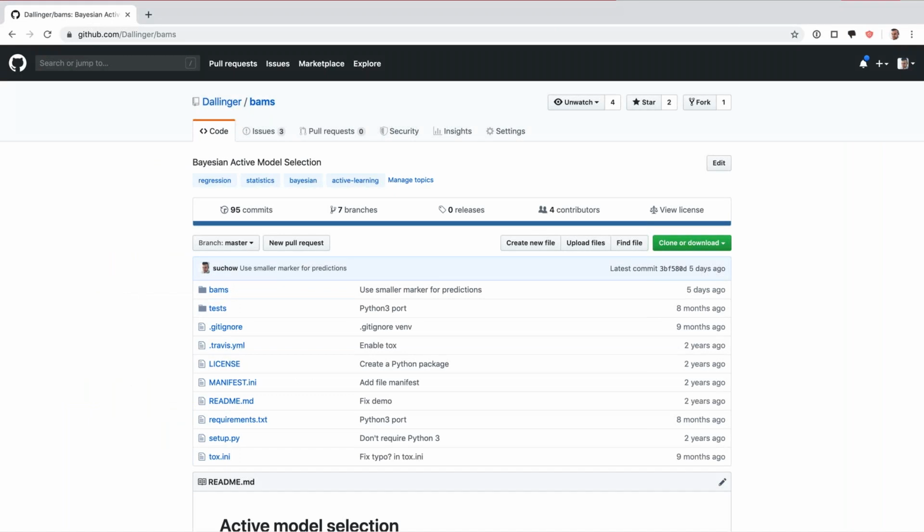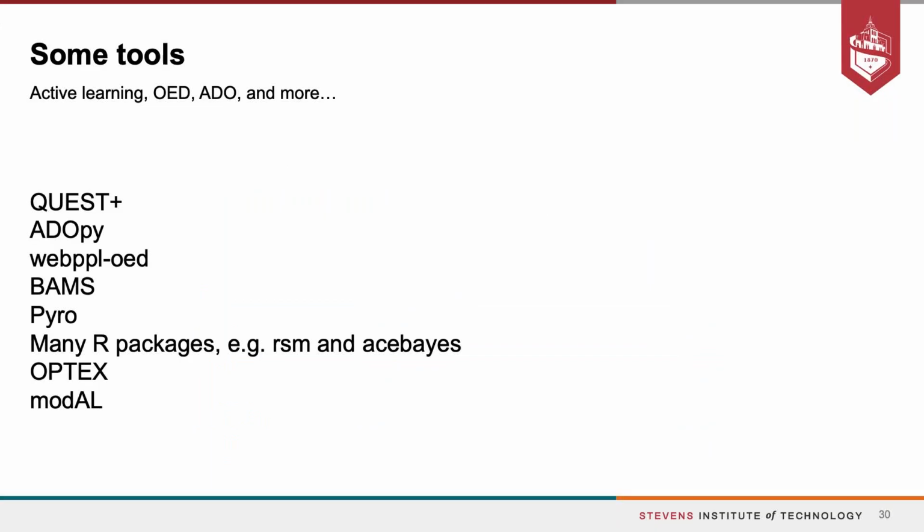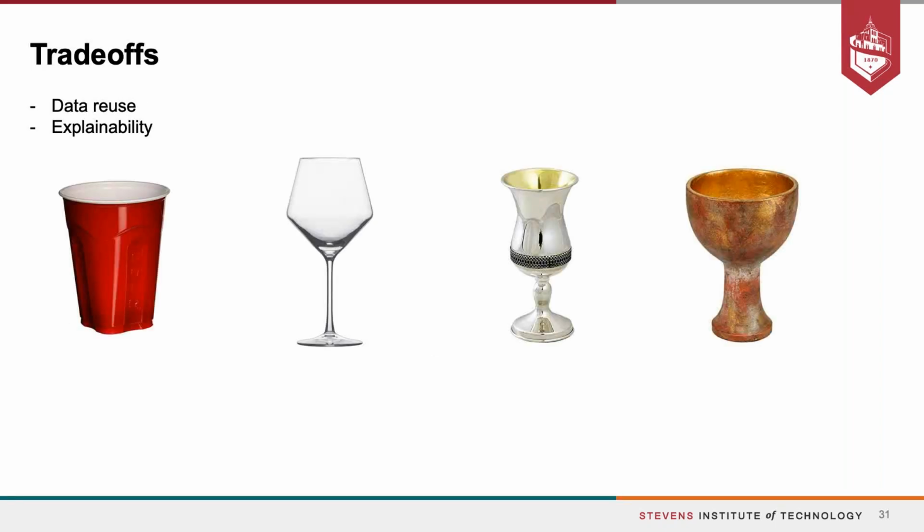We've implemented this in a toolbox for Bayesian active model selection, but we are not the only ones who have been working on this. There is a growing set of tools available, some from within the cognitive sciences, many of them from people studying machine learning and statistics. I've begun to put together a list of some of the tools that are available. And in one of the tutorials this afternoon, I'll be describing some of these tools and trying to introduce people to them.